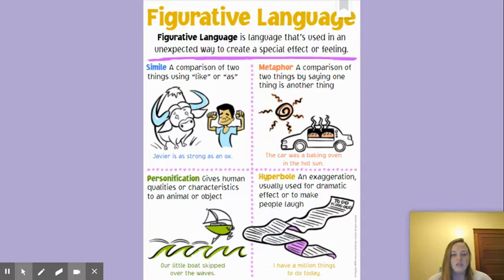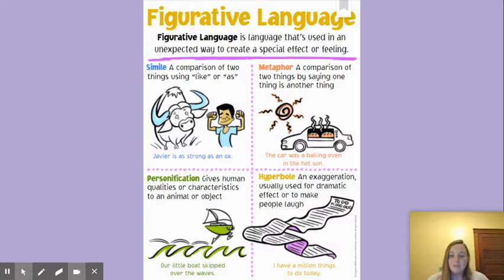Then we have personification, which gives human qualities or characteristics to an animal or object. Our little boat skipped over the waves. Do boats really skip? No, but we know that that means that it's moving really quickly and maybe it's sort of moving in sort of a hopping motion almost.